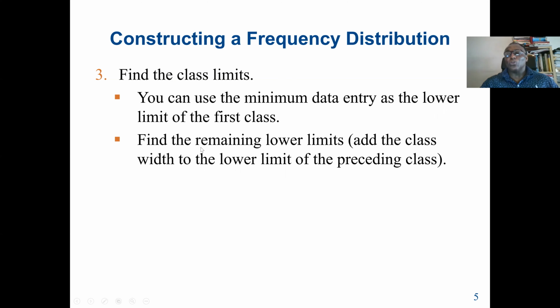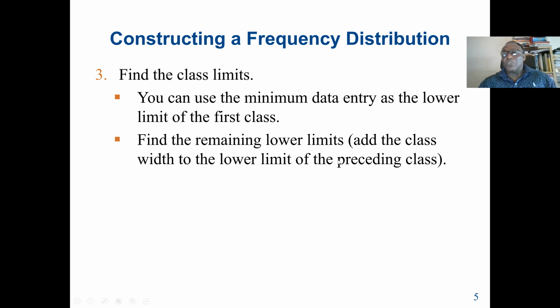So if I start with 1 and the width is 5, the next will be 6, the next will be 11, the next will be 16, and you keep going. Here they say you can use the minimum data entry as the lower limit of the first class, or a little bit lesser value. Then also find the remaining lower limits by adding the class width to the lower limit of the preceding class.